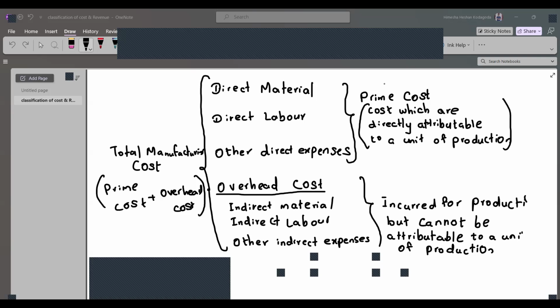It's a direct material, but if they think sandpaper, normally think about a furniture manufacturing business. They use one sandpaper till it is depreciated.